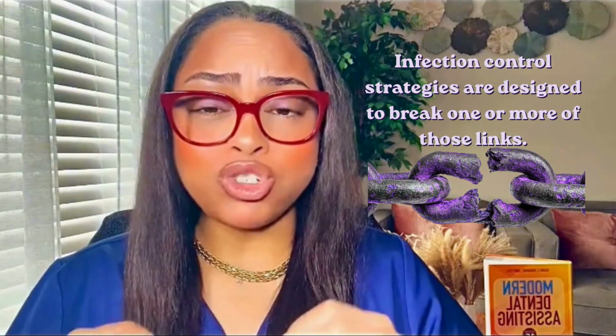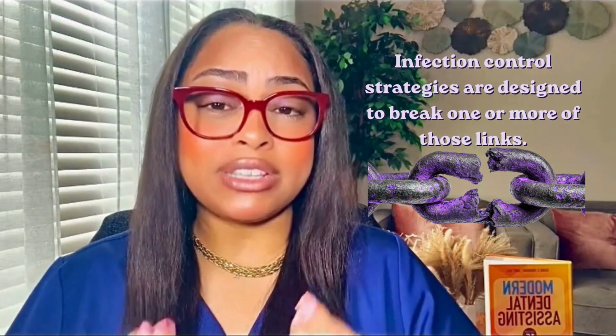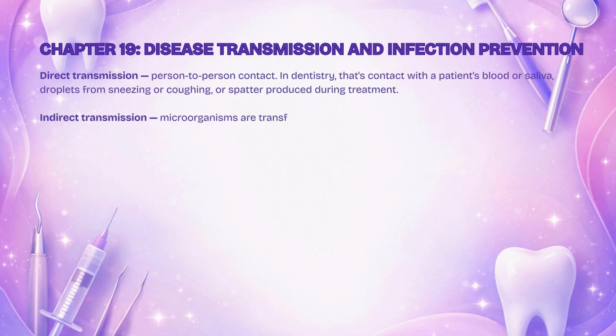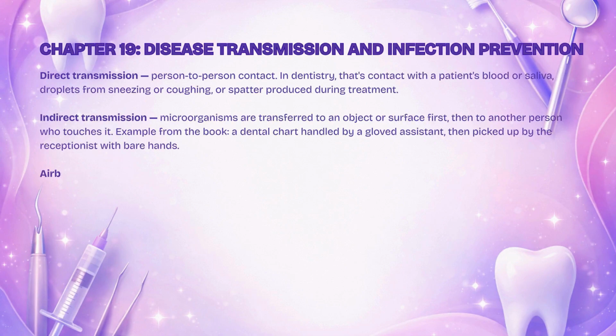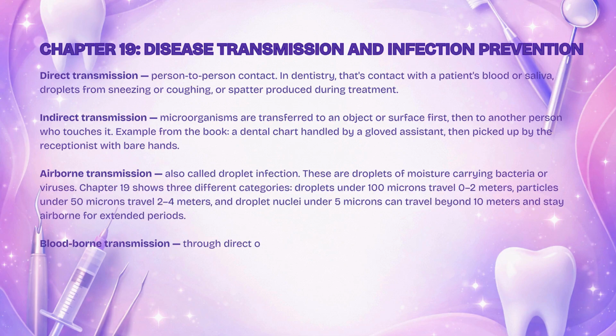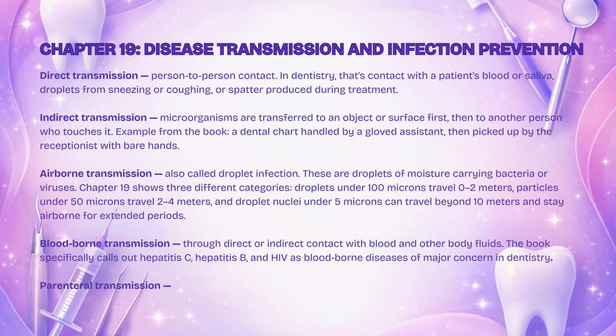So the book breaks down transmission in a way that is really specific to dentistry, and the DANB loves this. First breakdown is direct transmission. This is person-to-person contact. In dentistry, that's contact with a patient's blood or saliva, droplets from sneezing or coughing, or spatter produced during treatment. Then indirect transmission. These are microorganisms that are transferred to an object or surface first, then onto another person who touches it. For example, a dental chart handled by a gloved assistant, then picked up by the receptionist with bare hands.